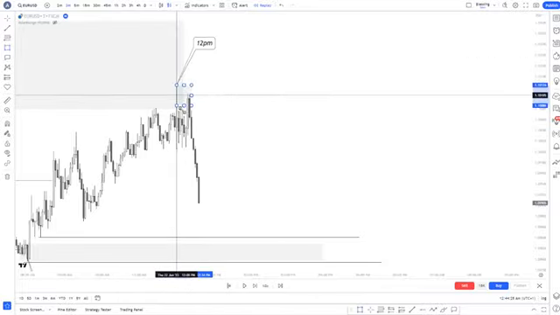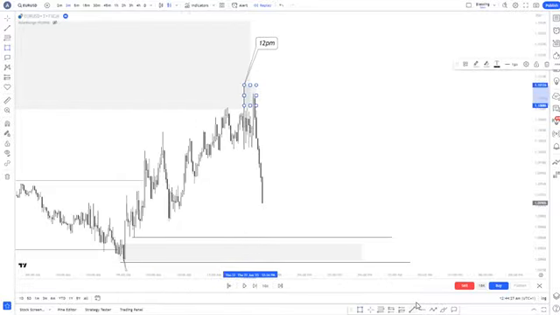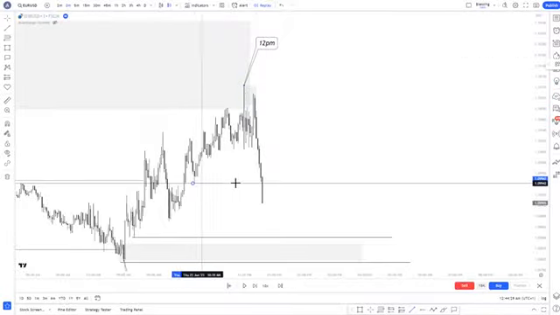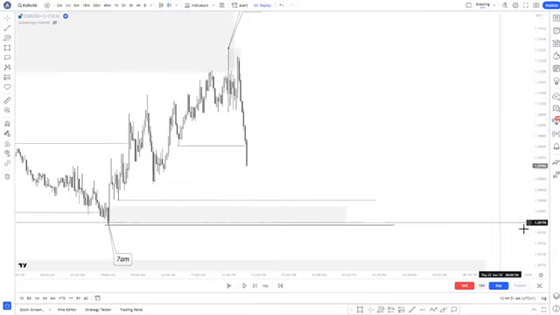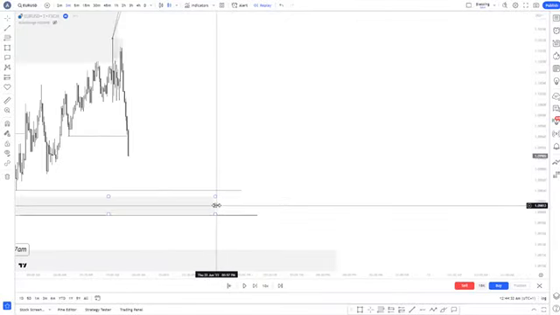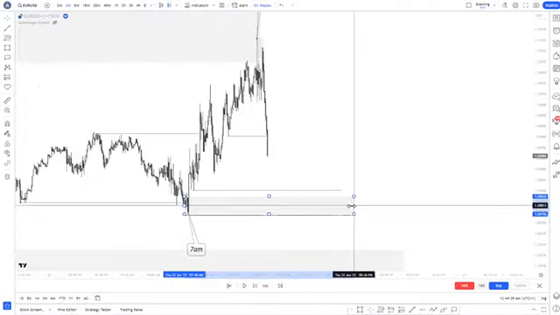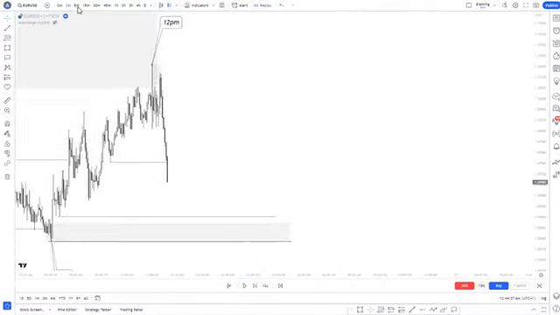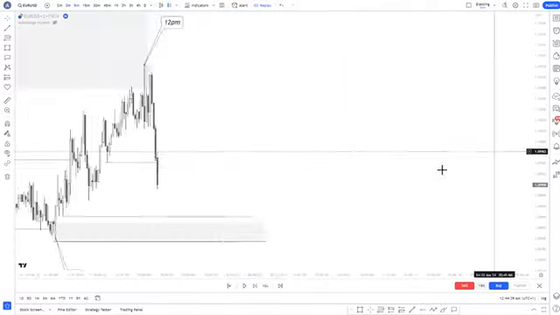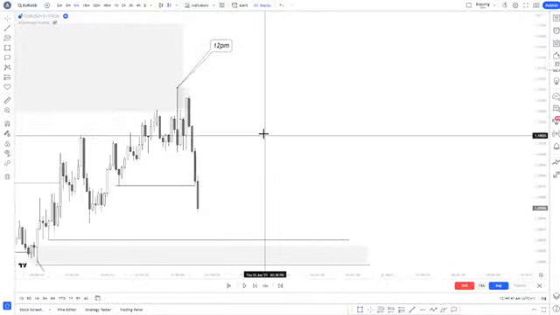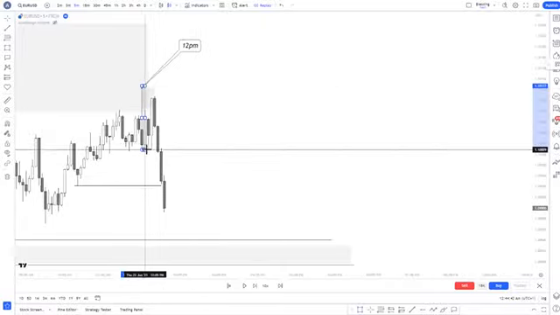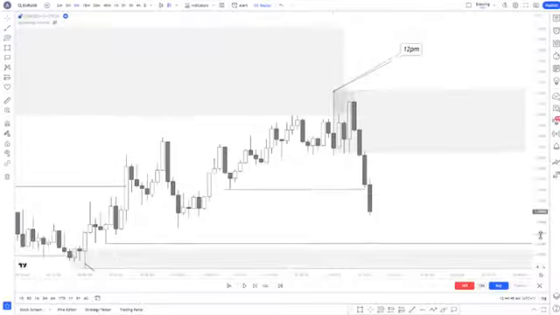So price mitigated this, and we have this sell to the downside. And then what do we have? Internal breakout structure. Now remember that this is a demand, right? This is a demand that many people are looking to sell from. Now let's go to a higher time frame. This is the candlestick that swept liquidity.